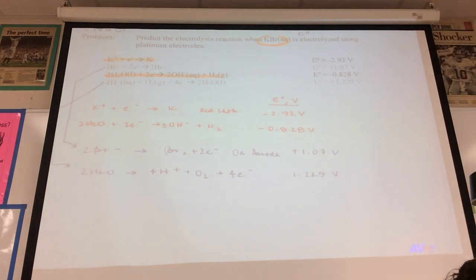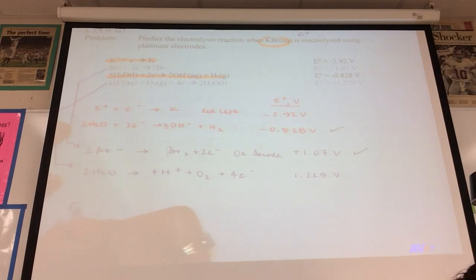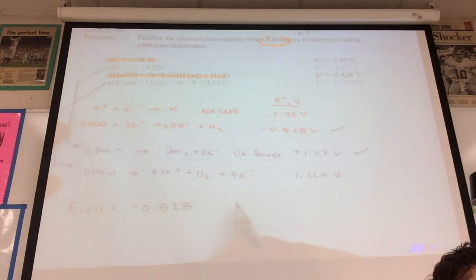Alrighty. We want the combination that yields a negative but is as close to 0 as possible. What are you thinking? 0.828 minus the 1.07. This minus this? Okay. Wouldn't you just take the smallest numbers of both the negative and the positive? Be careful because they're not always negative. You can have a positive over there. Okay.